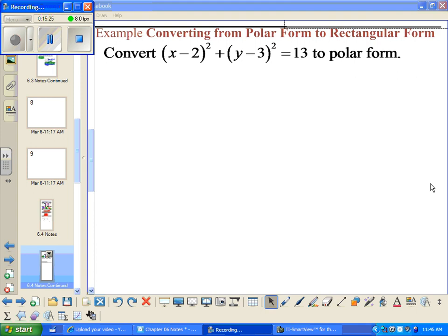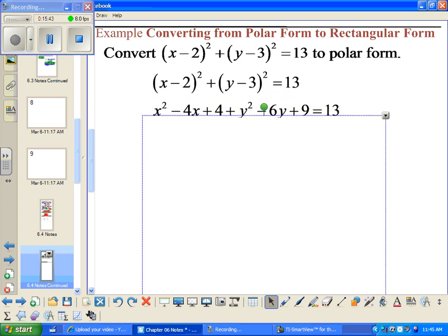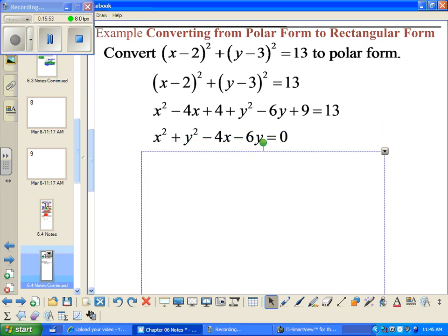On this last example here, I'm going to convert from polar form to rectangular form. I'm given something a little more complex. I'm given this equation of a circle. So what I'm going to need to do is expand this out. So if I expand this out, I'm then going to isolate the x squared and the y squared because I know what x squared plus y squared equals. So I'm going to bring those together. And then I'm going to substitute in using my equation conversion tools.